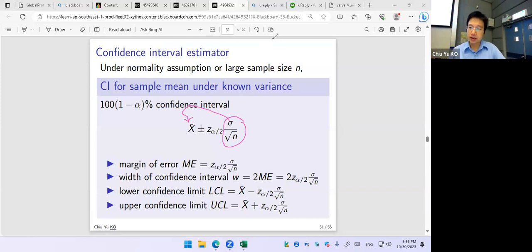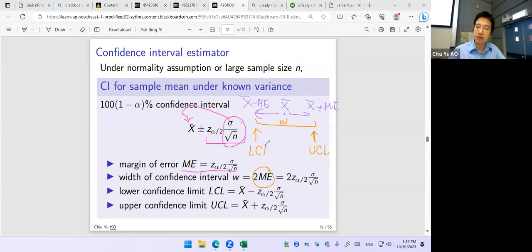And just terminology here, I'll go very fast: this guy is called the margin of error. X bar is here. You go right by 1 ME, X bar plus ME, and left, X bar minus ME. And this is called the width, that's 2 times ME. The highest one is called the UCL, the upper confidence limit, and this is the lower confidence limit.